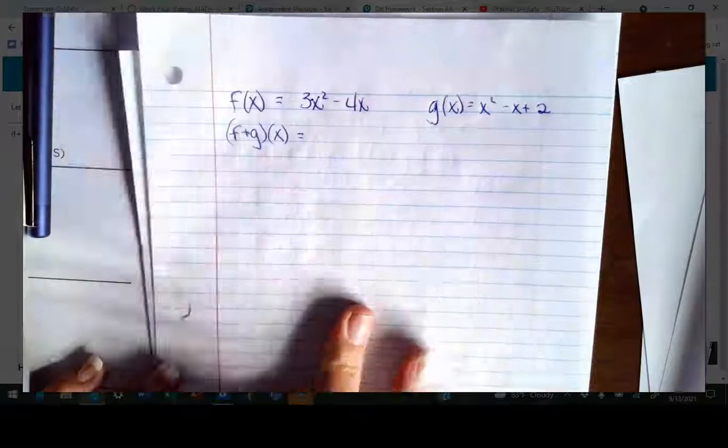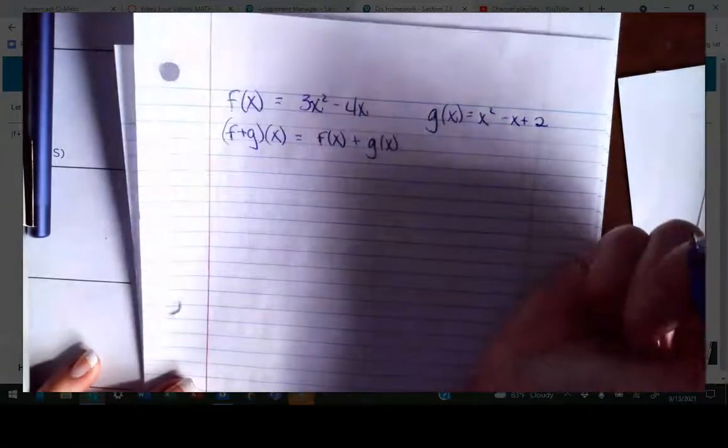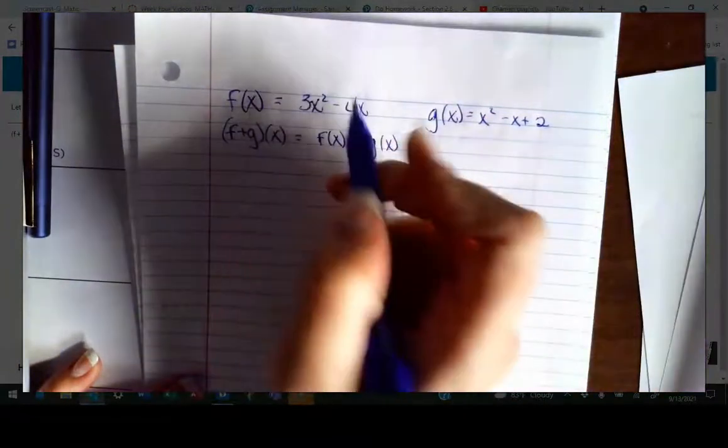Okay, so I'm supposed to do f plus g of x. So let's add these two things together, because remember what that really says is f of x plus g of x. So what is f of x? f of x is 3x squared minus 4x.